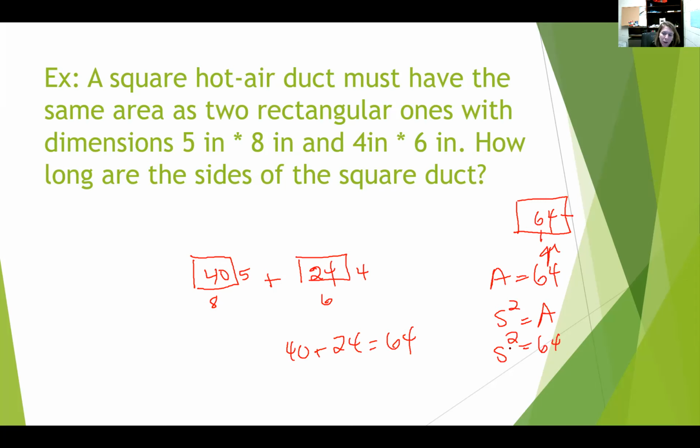And you can kind of think about, okay, what are the same number that multiply to give you 64? Well, we know that's 8, right? But if I took the square root of this and you plug this in the calculator, the square root of 64 is going to give you 8. So the side length of that is going to be 8. So how long are the sides of the square? 8 inches. Going to put that unit up there.